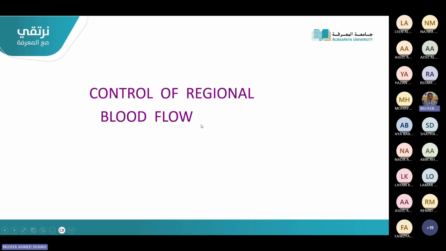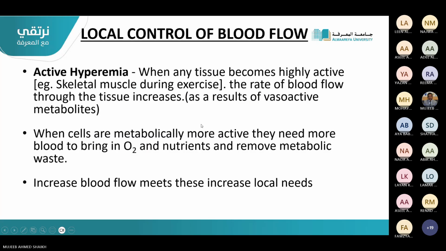Control of regional blood flow. Regional means any region, any area. Let's say the arm or leg or thigh, or the splanchnic area only, blood flow. So how is it regulated? These terminologies are important. Active hyperemia.